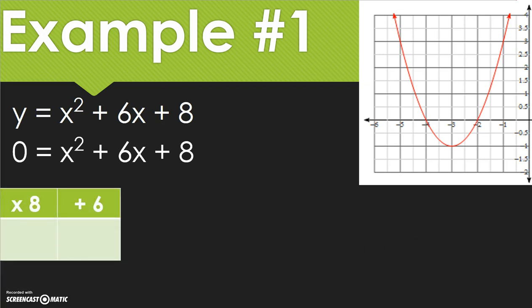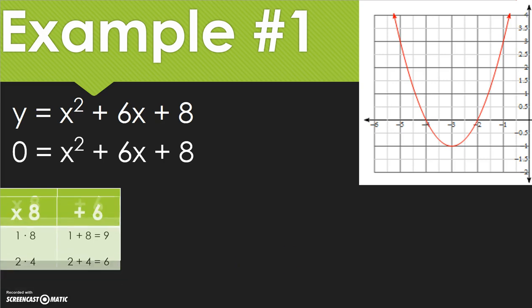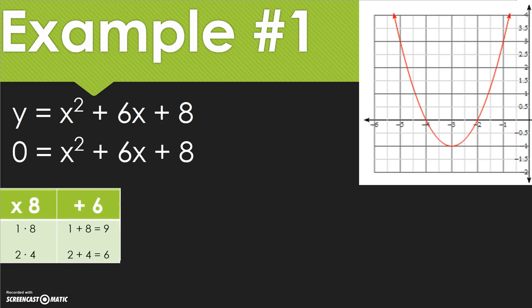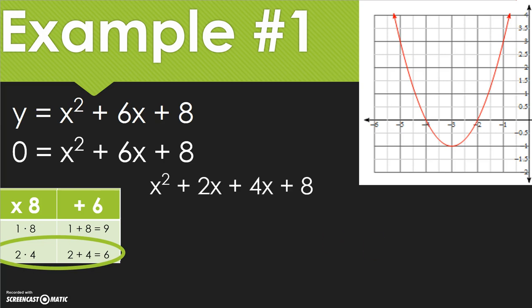So we'll make our table. Multiply to get a times c, so 1 times 8 is 8, and then add to get b, which is 6. Alright, so our factors of 8, 1 times 8 is 8, 1 plus 8 is 9, so that's not correct. 2 times 4 is 8, and 2 plus 4 is 6, which is exactly what we need, so those will be our two b values. So we'll split our b value. We have x squared plus 2x plus 4x plus 8.